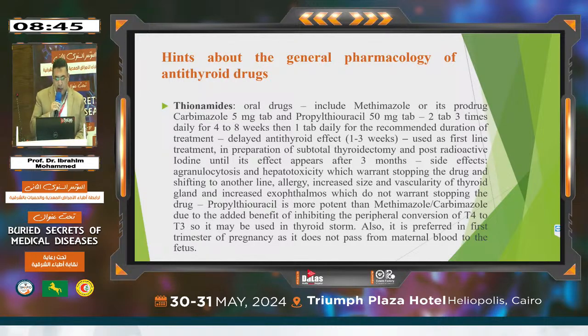Propylthiouracil is more potent than methimazole/carbimazole due to the added benefit of inhibiting the peripheral conversion of T4 to T3, so it may be used in thyroid storm. Also, it is preferred in the first trimester of pregnancy as it doesn't pass from the maternal blood to the fetus.